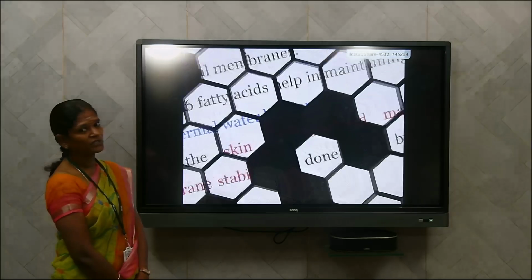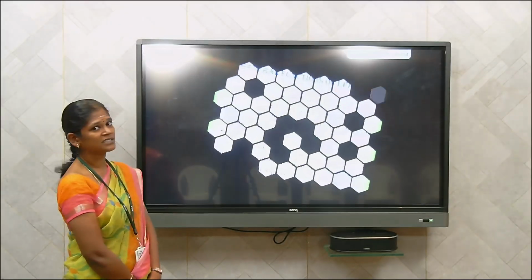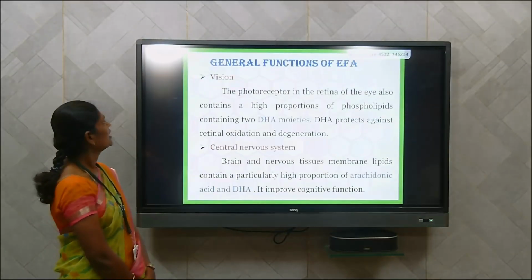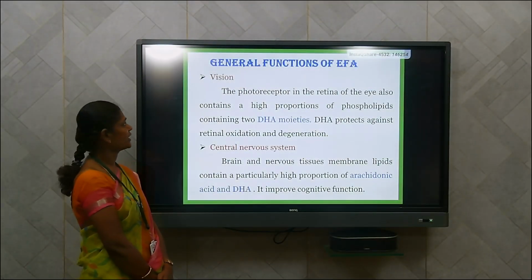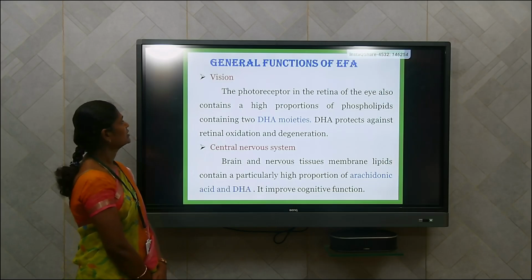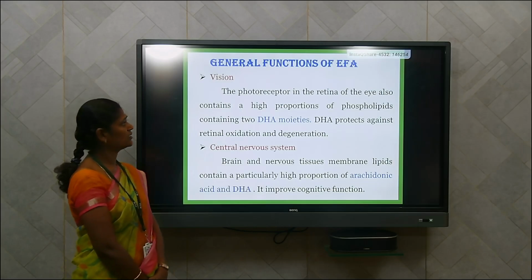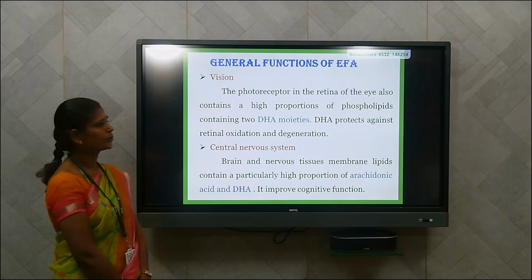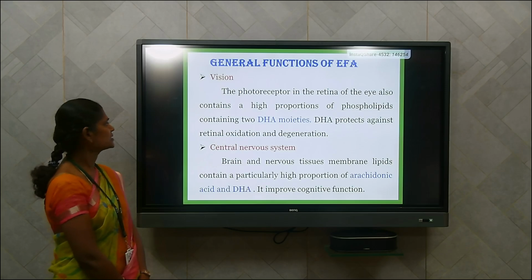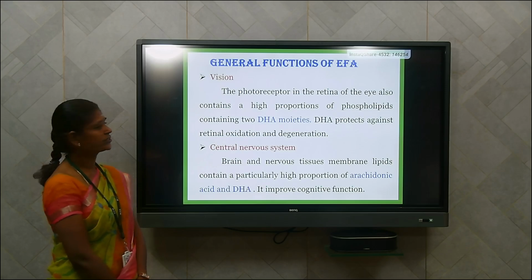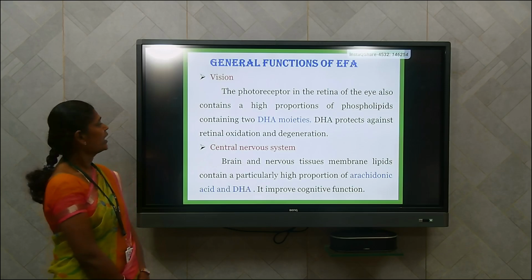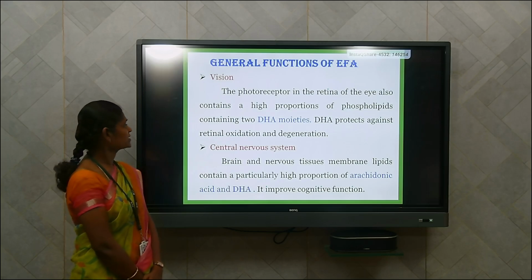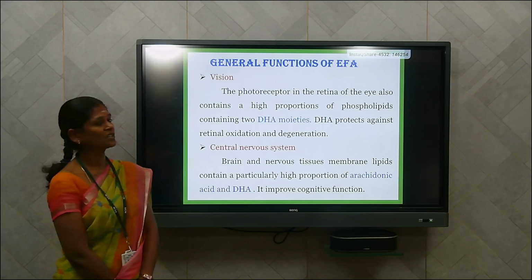So for the proper function of skin, omega-6 fatty acid is more essential. And in the general functions of essential fatty acids, in vision, the photoreceptor in the retina of the eye contains a high proportion of phospholipids. This contains 2-docosahexaenoic acid moieties, and docosahexaenoic acid protects against retinal oxidation and degeneration.